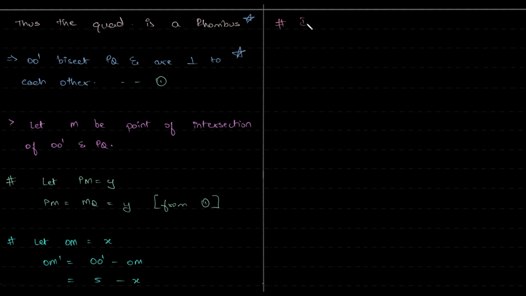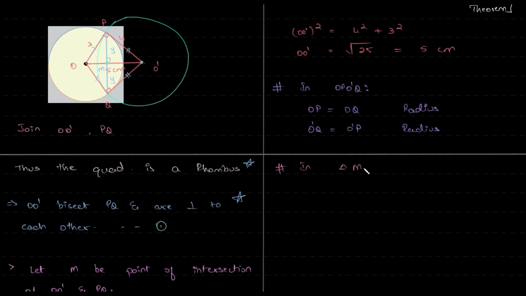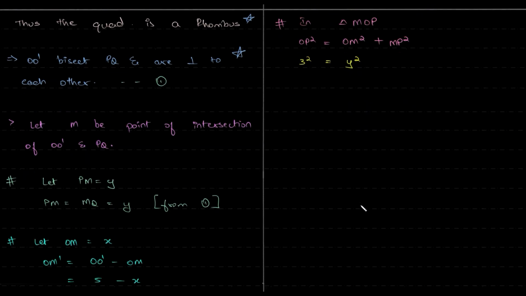Then what do we have? In triangle MOP, right? So we have OP square is equal to OM square plus MP square. Okay, so all the reasoning is written, no need to worry, we can just go with the flow. So we have 3 square is equal to OM is x, and MP is y. So this would be our equation A.